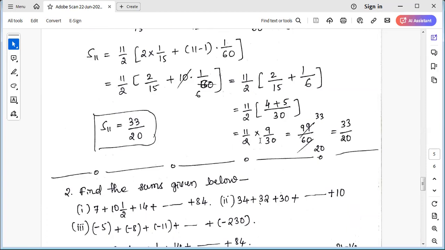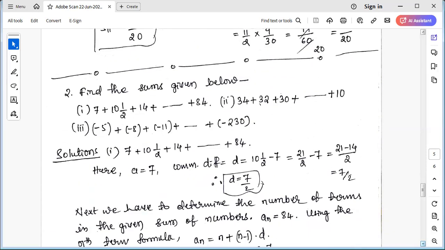And now you can cancel some things. So it is 11 into 9 is 99, 2 into 30 is 60, so it is 99 divided by 60, and it is cancelable by 3. 3 twos are 6, and 3 thirties are 90, you cancel with 3, and so it becomes 33 divided by 20. So that means the sum of the first 11 terms gives 33 by 20 as the answer.